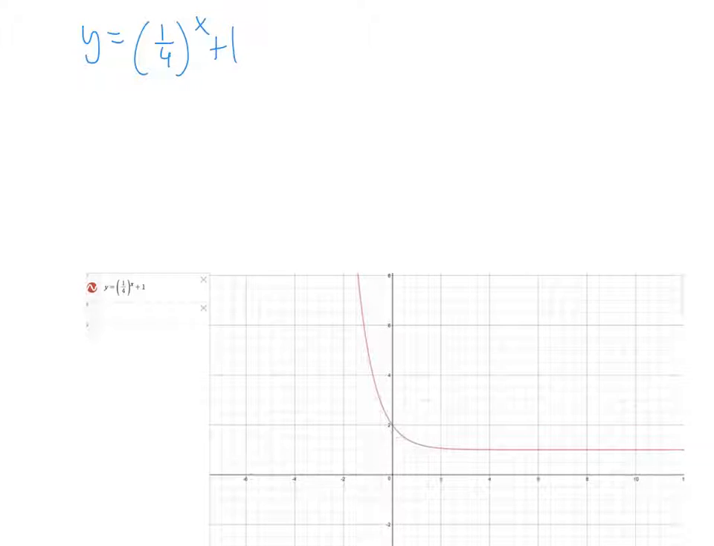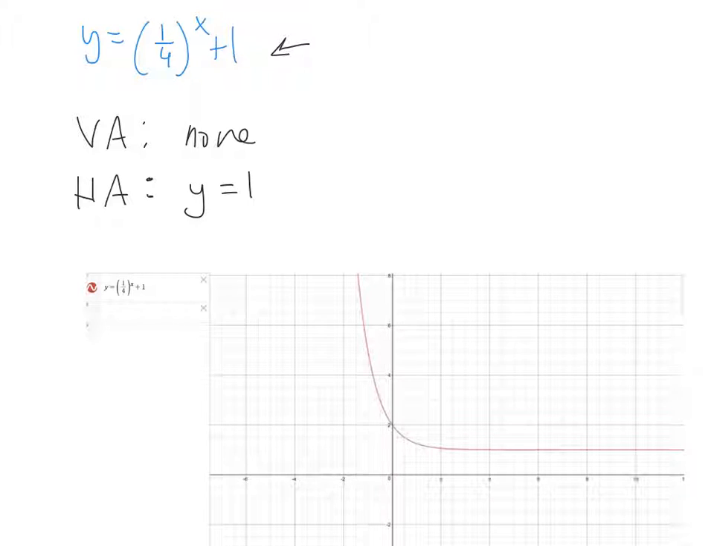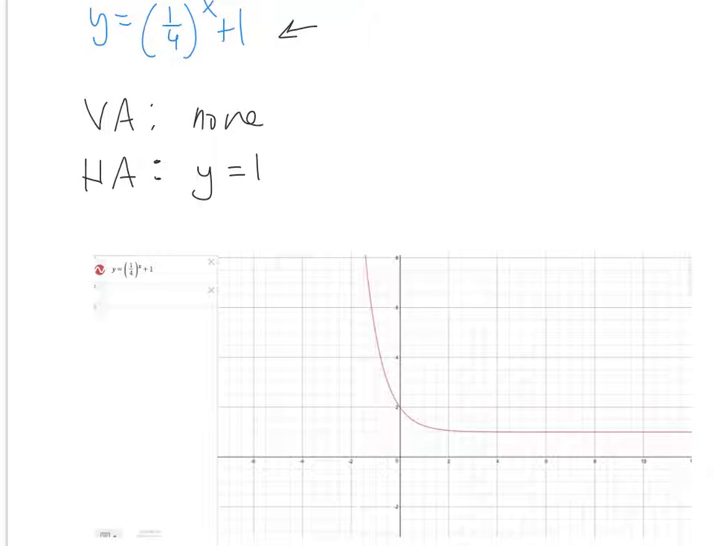So here's our y equals 1/4 to the x plus 1. Again, no exponential is going to have a vertical asymptote. The horizontal asymptote is always based on the shift, which is 1. So the horizontal asymptote is y equals 1. And looking at the graph, that should make sense, because there is a horizontal line that the graph will approach, but not touch.